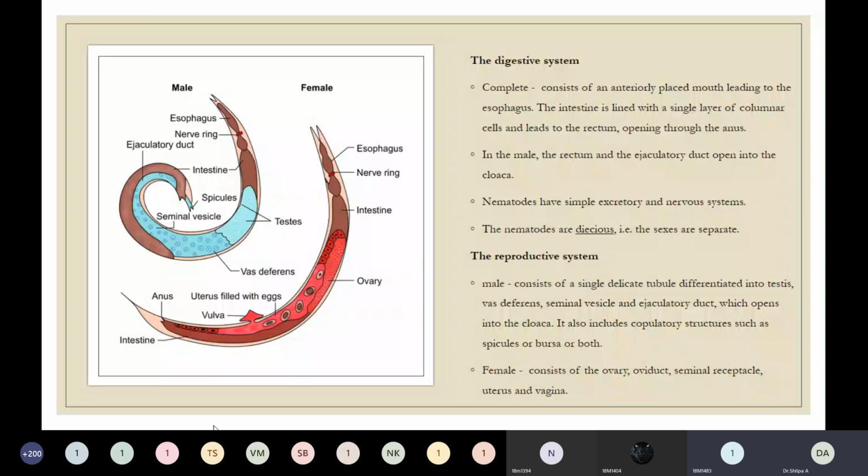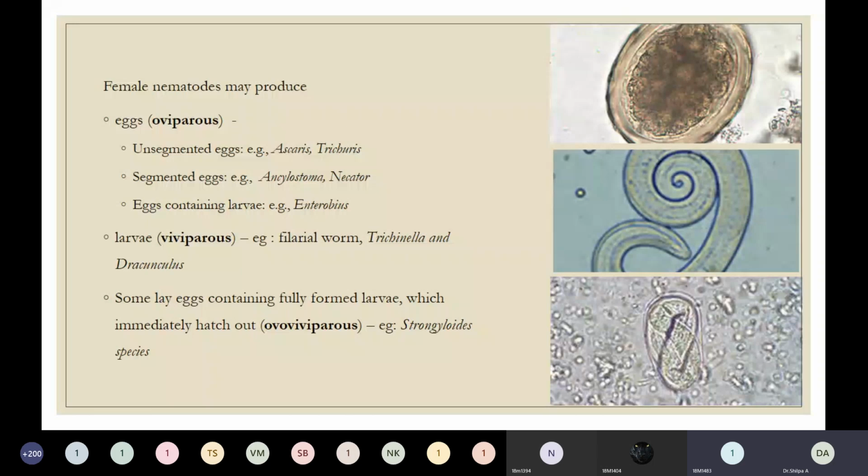Now coming to the females, female nematodes may produce three different types of young ones. Some nematodes will lay eggs, and they are called oviparous. Some directly lay larvae, they are called viviparous, and some lay eggs which contain fully formed larva. That is called ovoviviparous.